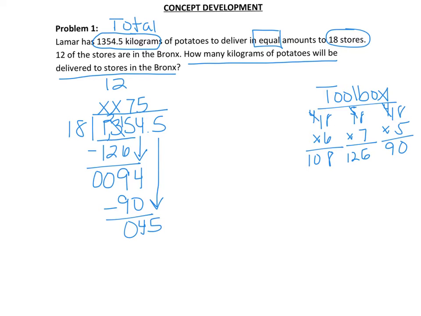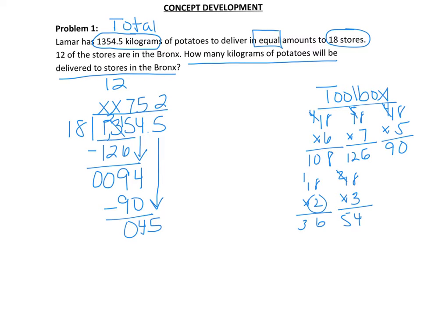So let's try 2. 18 times 2. 2 times 8 is 16. Carry the 1. 2 times 1 is 2, plus 1 is 3. What's 18 times 3? Let's just do it just in case we need that. 3 times 8 is 24. 3 times 1 is 3, plus 2 is 5. Way too big. Okay, so it must be 2. So I'm going to put a 2.